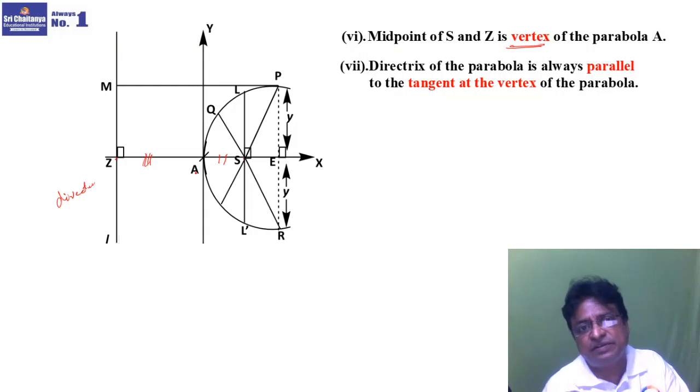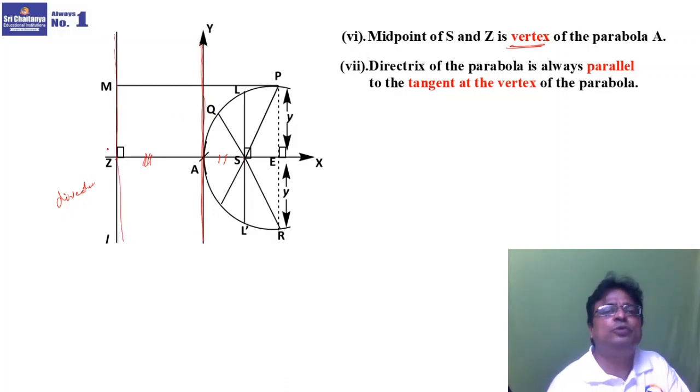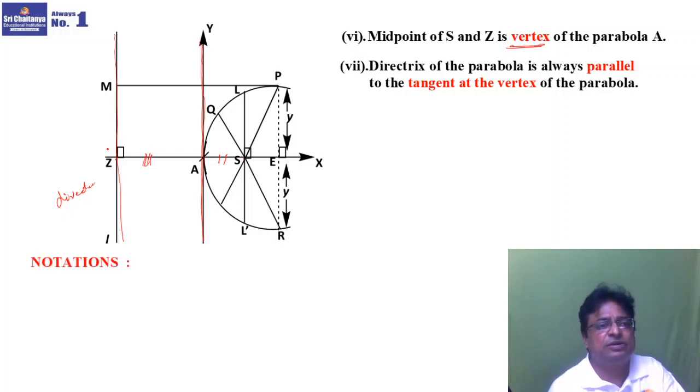And the directrix of the parabola is always parallel to the tangent at the vertex. See, this is called the tangent at the vertex. What is that tangent at the vertex? Y-axis is the tangent at the vertex. And directrix is always what? Parallel to the tangent at the vertex. So the relation between the tangent at the vertex of the parabola and the directrix is what? They are parallel to one another.